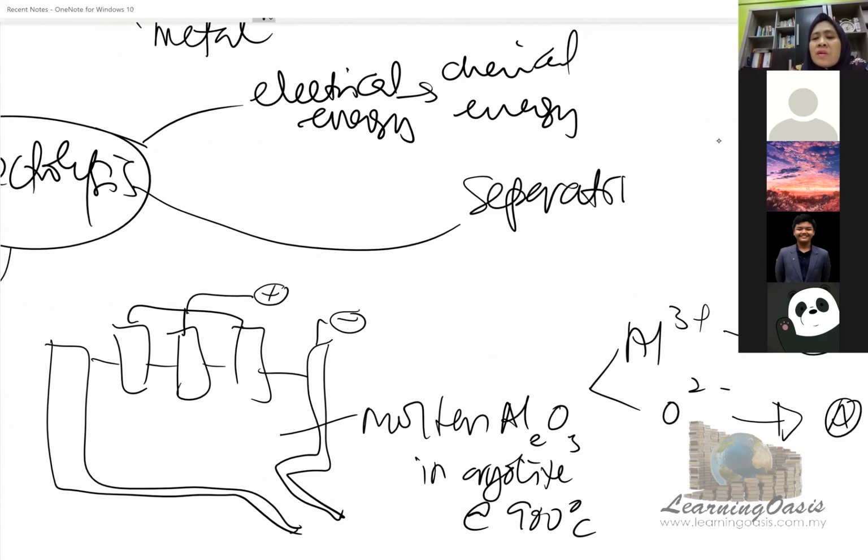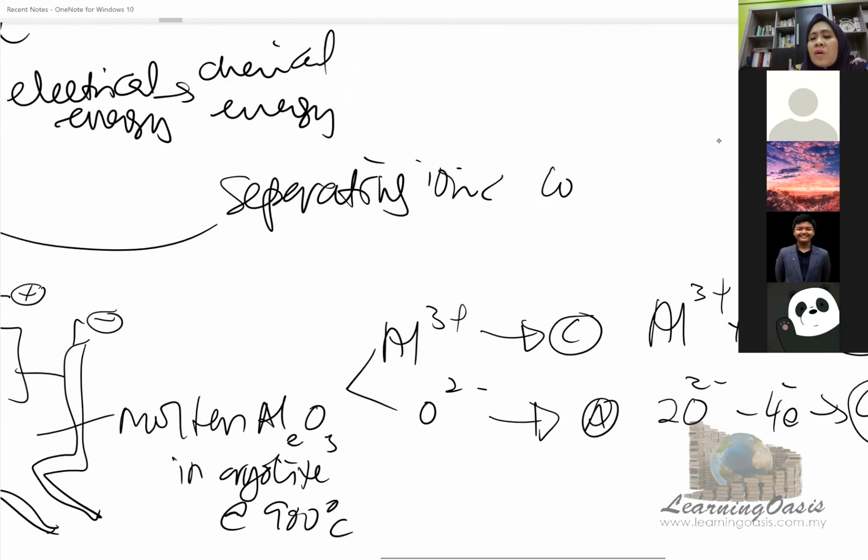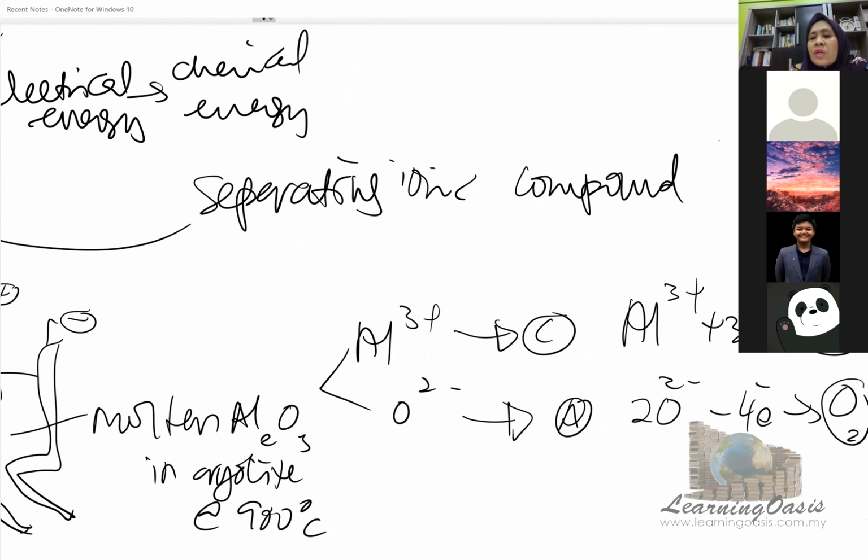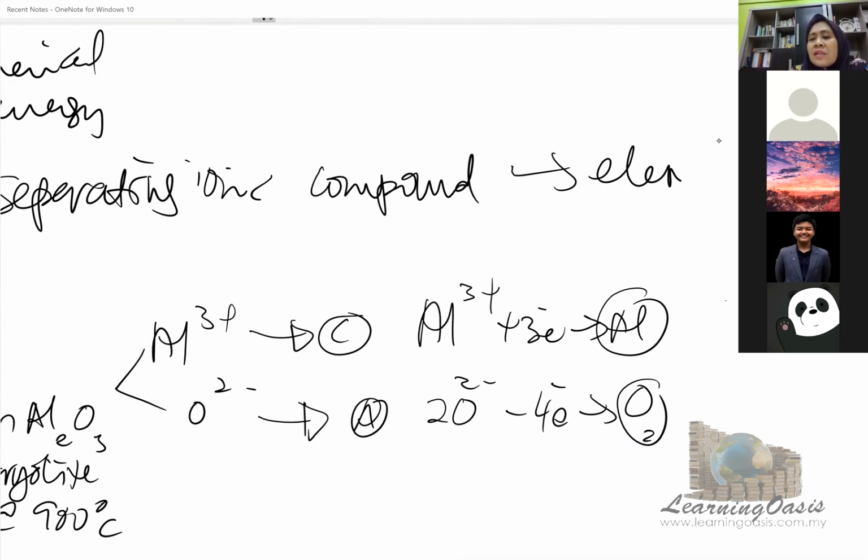Separating of ionic compound into its elements by using what? By using electricity. Yes, by use of electricity. Because they do ask you what is electrolysis. They give you 2 marks. So don't throw away just because you don't get the hang of it.